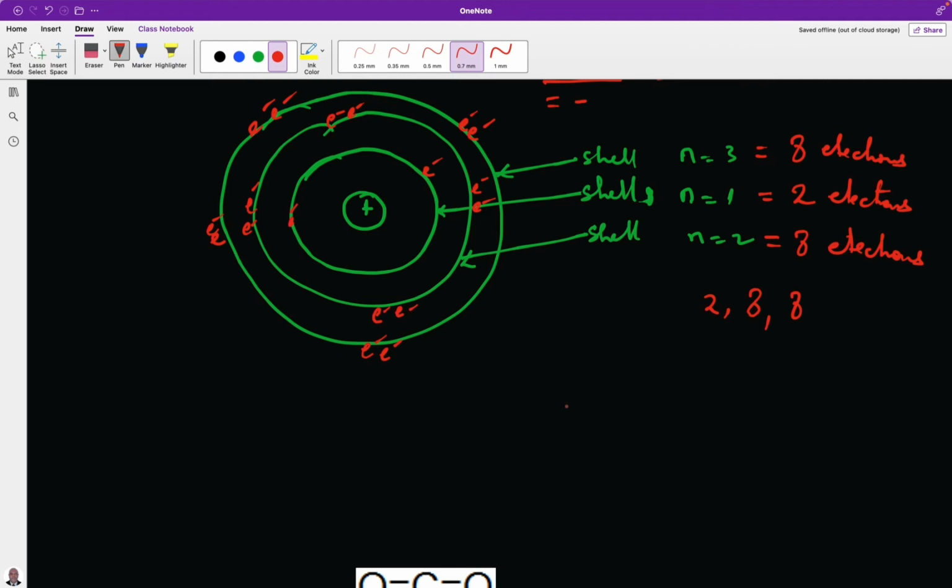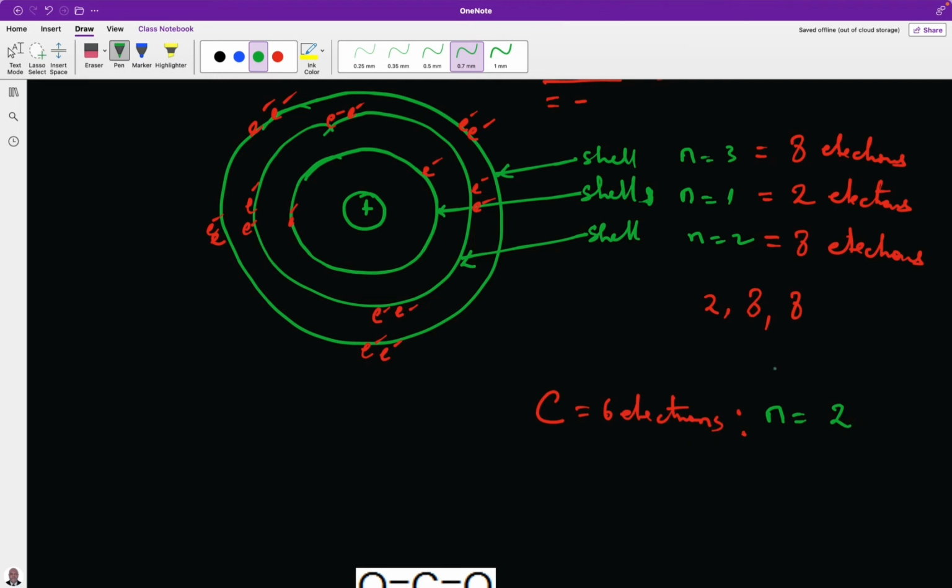We have carbon. Carbon has 6 electrons. If we arrange this in the order in which the electrons appear, the first shell, n equals 1, will contain 2 electrons.